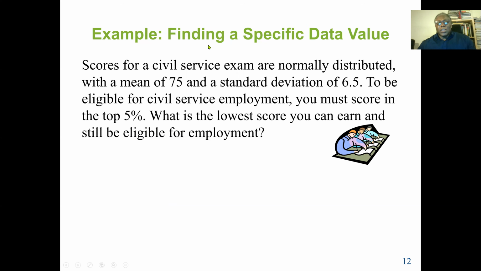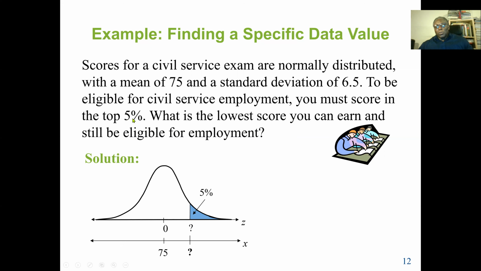Now the next example says we should find a specific data value. Scores for civil service exams are normally distributed with a mean of 75 and a standard deviation of 6.5. To be eligible for civil service employment, you must score in the top 5%. What is the lowest score you can earn and still be eligible for employment? So this means we are looking for the X value.